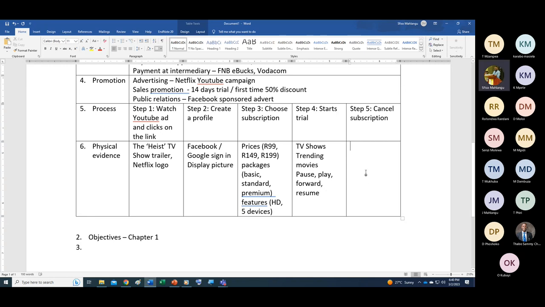And when they cancel the subscription, usually maybe they will see a refund policy. And maybe they will see a survey, it's possible, whereby they indicate why are you leaving and so on.